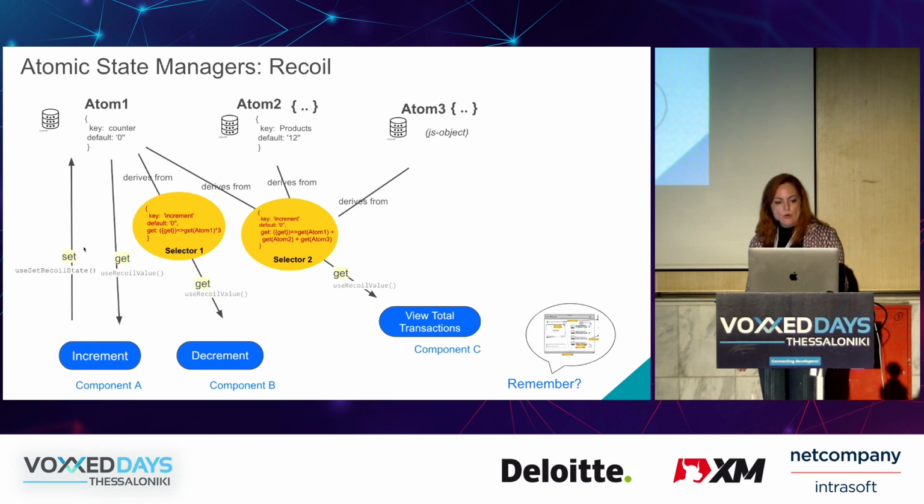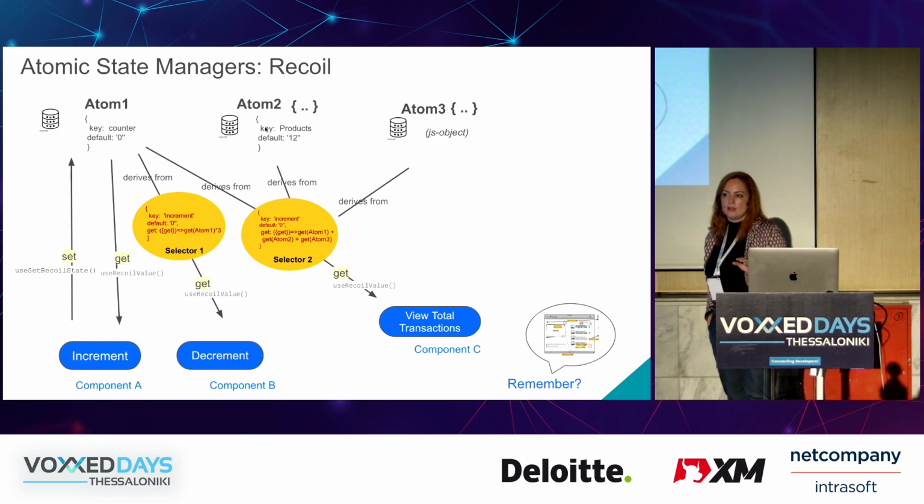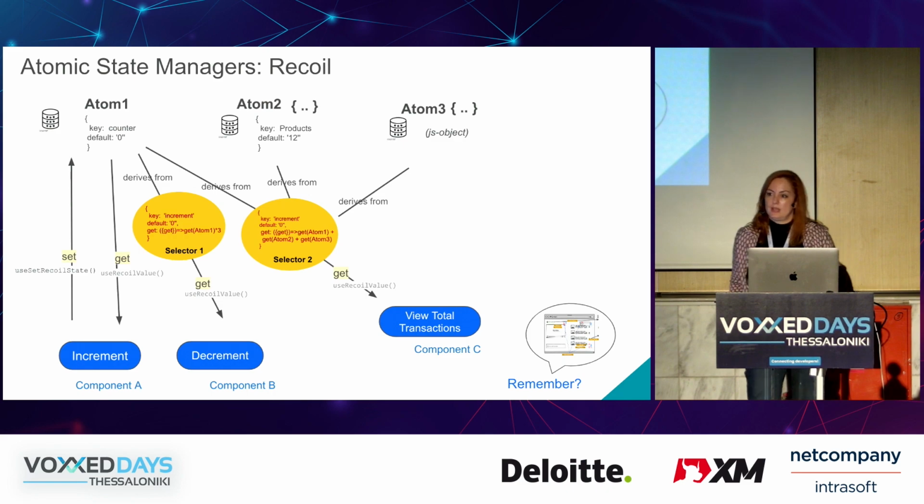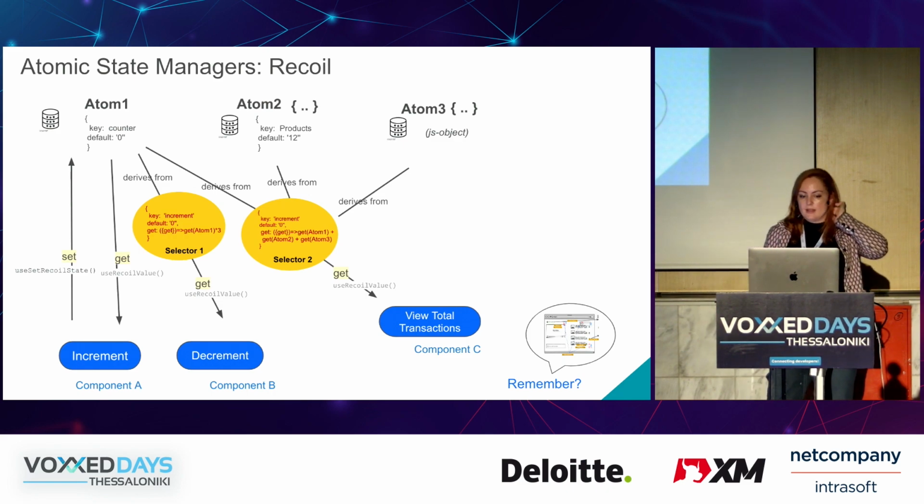There is a hook from Recoil called useSetRecoilState. You use this hook similarly to useState in React, where you set the new value, and you get the value with a get command. Atoms are not used only for local state. They are used for cross-component communication, okay? That's the benefit of it.